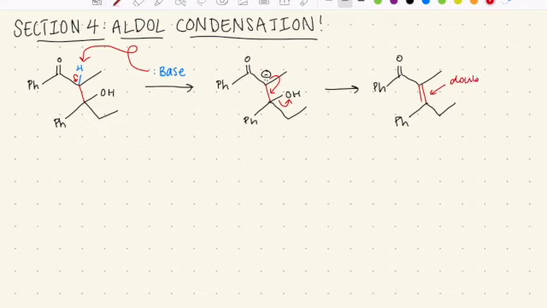So this time we'll get a double bond forming where that new bond had been, and that's going to be an alpha beta unsaturated aldehyde. So every single aldol condensation product will have this alpha beta unsaturated aldehyde.